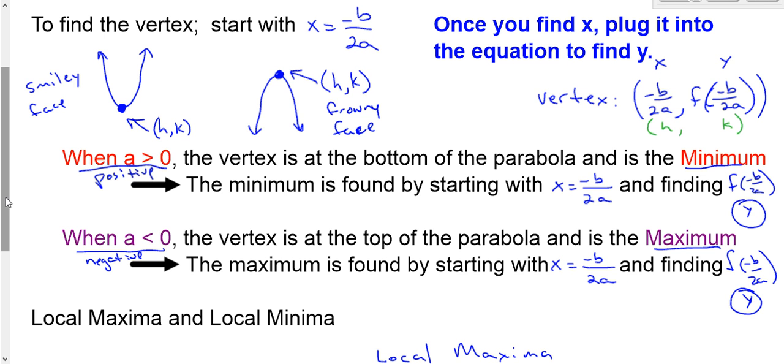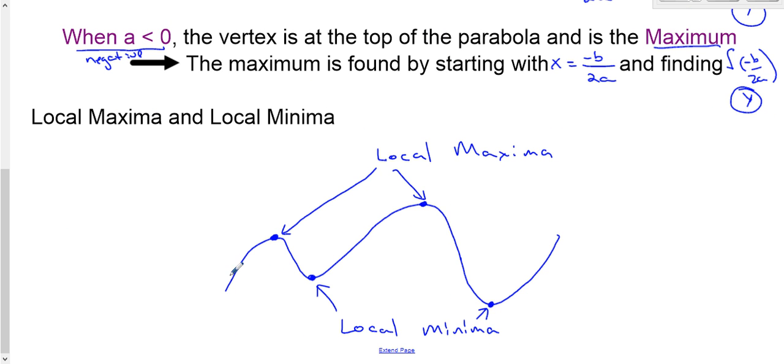All right. When we look at curves that are not quadratic functions, but have peaks and valleys in a graph, the high points of the graph are called local maxima, and the low points of the graph are called local minima. So if you're looking at a graph and they want you to identify the local maxima and the local minima, you are identifying these points. And if you're looking for local minima, you would be identifying these points.